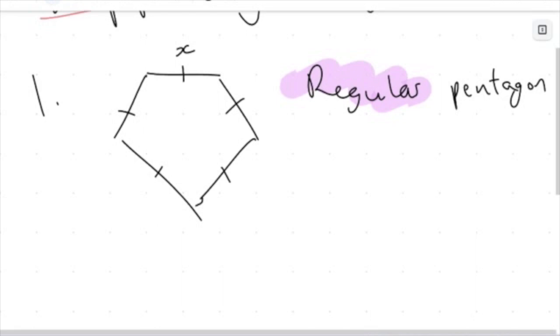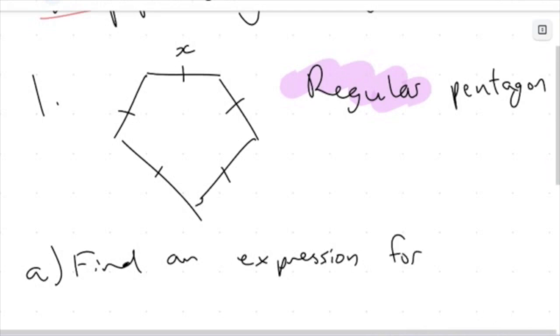Now, in part A, I want you to find an expression for the perimeter. So we're going to try to take what we know about perimeter, about the fact that this is a pentagon as well, and come up with an expression for this perimeter. And it's going to be an algebraic expression because we have an algebraic term. We have a letter here. So since this is regular, all these sides are equal. So all of these sides are going to have length x.